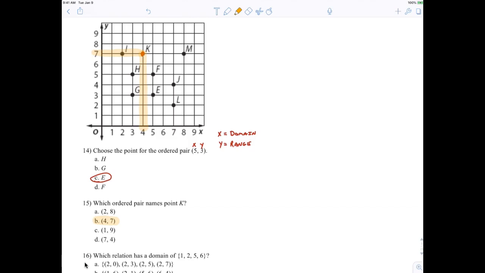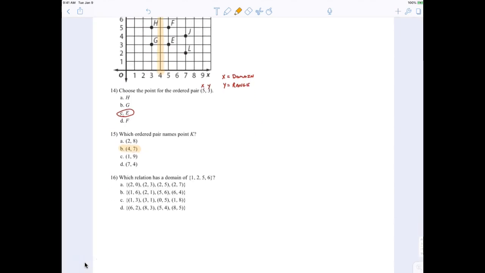That's part of the reason why I like Notability. Because it gives me flexibility to enlarge and shrink, and if I don't see something, I can blow it up. Everybody happy with that explanation so far? Pretty easy, right, guys? Very simple. Very simple. All right, let's take a look at 16.